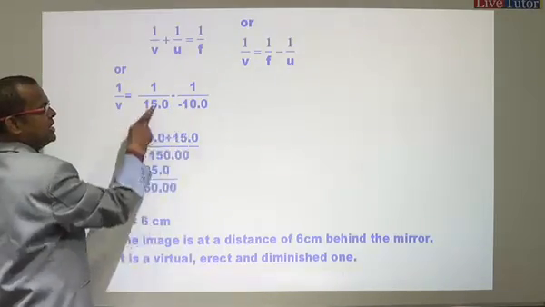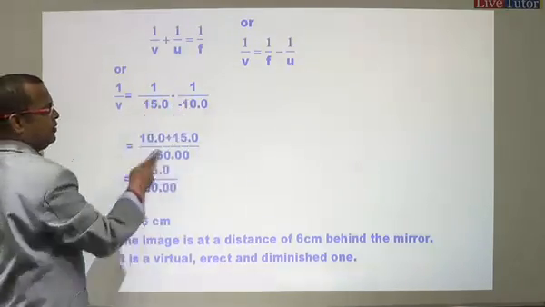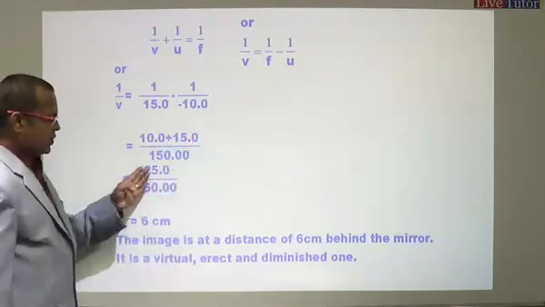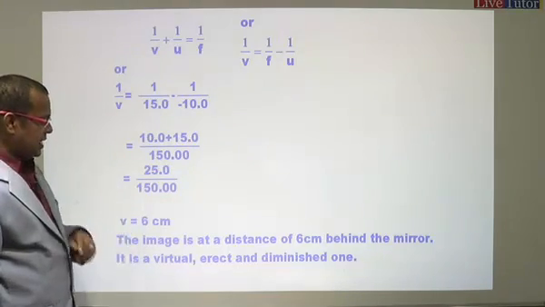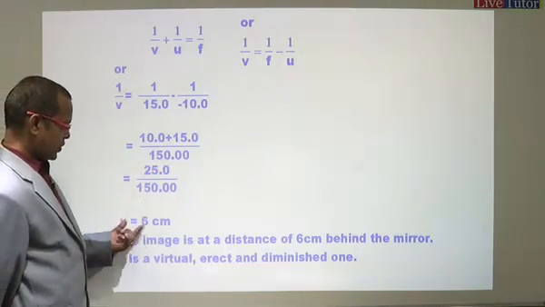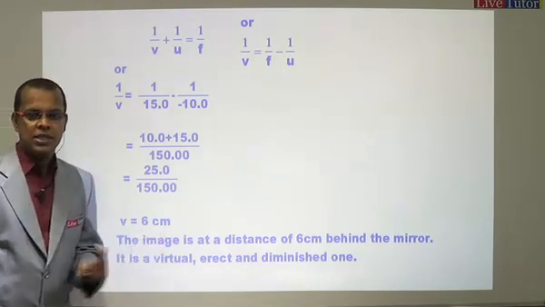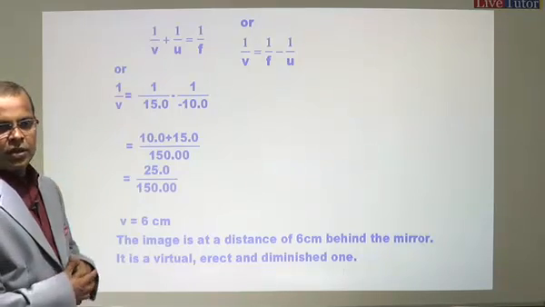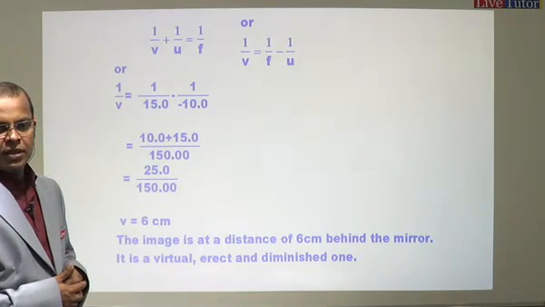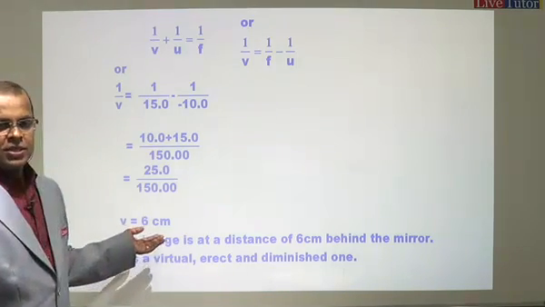And you take the LCM, it is 150. Cross multiply that, 10 and 15. 10 plus 15, 25. So 25 by 150, take the reciprocal of that, you will get 6 centimeter. 6 25s are 150. So the image distance is 6 centimeter. Okay. Image distance is 6 centimeters.